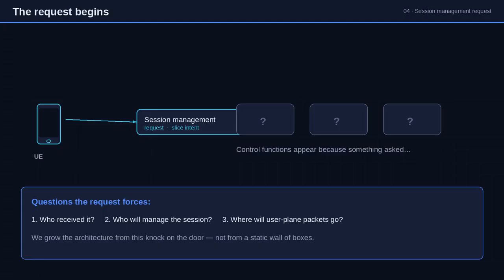Notice the order carefully. We do not begin with a giant static architecture diagram and then sprinkle arrows. The request creates the need for control functions. The diagram should grow because something asked for connectivity. From this point on, every network function we introduce answers a question raised by that request. Who received it? Who will manage the session? Where will the user plane packets actually go?